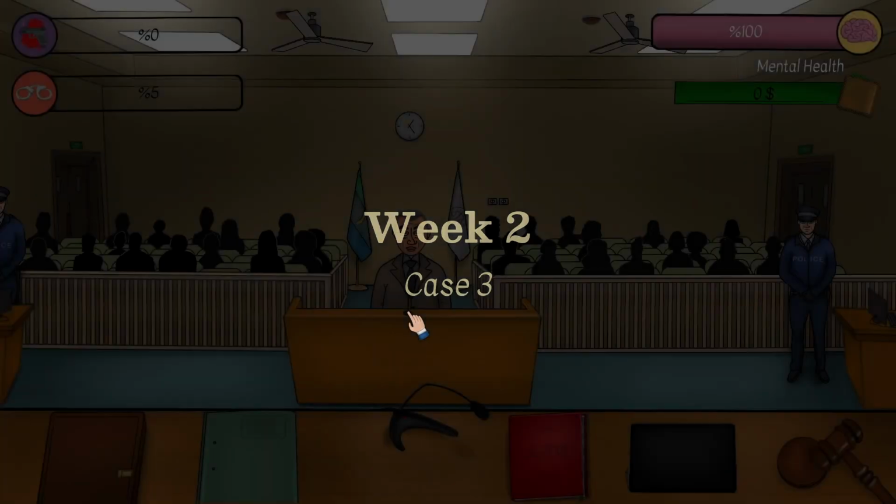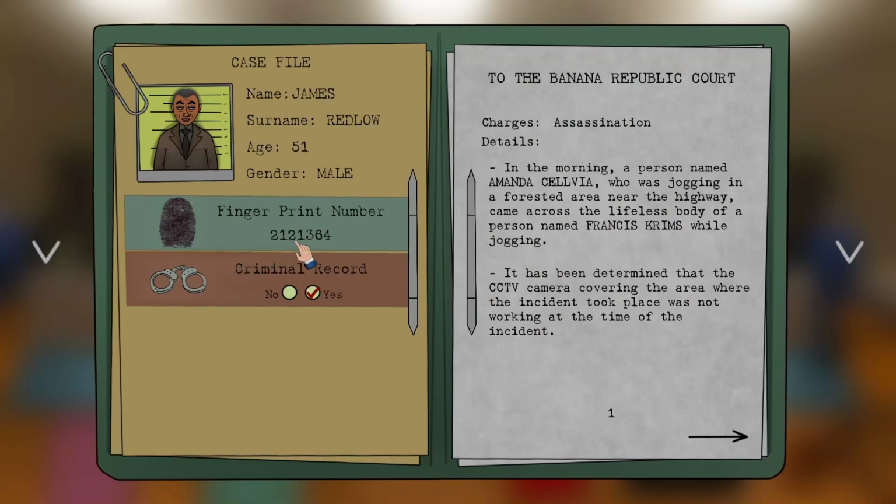Week 2, case 3. James Redlow, fingerprint number 2121364, which will be used later, hopefully. We'll see. Criminal record, they do. And also, this is an assassination case. In the morning, a person named Amanda Selvia, who was jogging in a forested area near the high school, came across the lifeless body of a person named Francis Crims while jogging. So Amanda came across Francis's dead body.